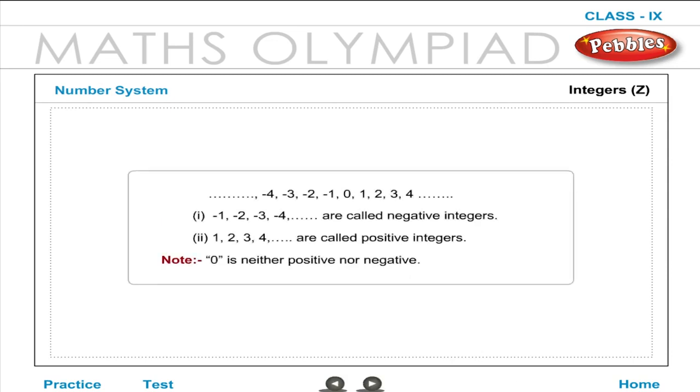Integers are denoted by Z. Z is equal to ..., -4, -3, -2, -1, 0, 1, 2, 3, 4 and so on. -1, -2, -3, -4, etc. are called negative integers. 1, 2, 3, 4, etc. are called positive integers.